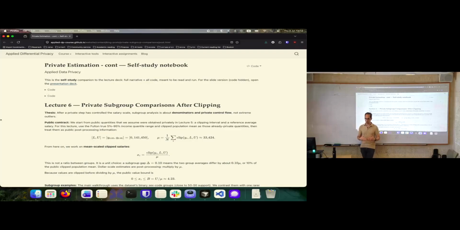So for simplicity, throughout this lecture, we're using truncated and normalized data. What do I mean by that? Every value, every salary that we have, like someone earns $150,000 a year. First, we truncate it to the two quantiles that we found. So if the 95th percentile is 120, then 150 becomes 120.